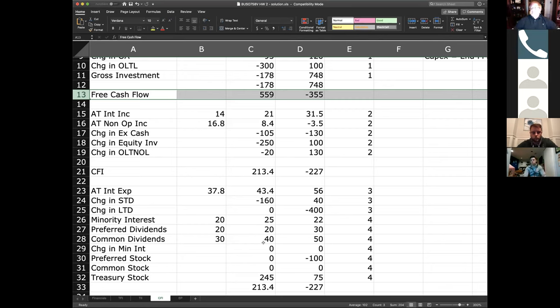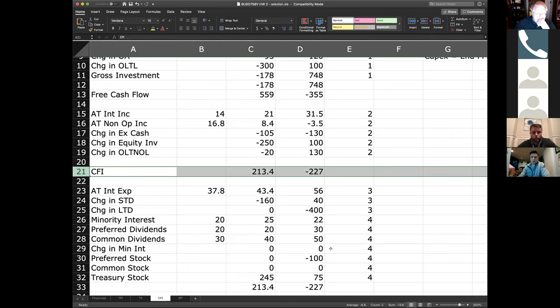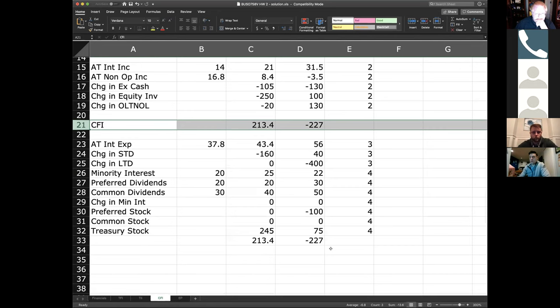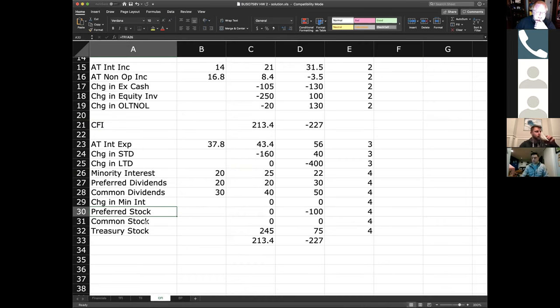Go ahead. Yeah, so for my CFI, I got the 213.4 and the negative 227 for the top half. Great. But then as I was going through trying to balance it for the bottom, how come you didn't take the difference of, like, the interest, the dividends? It's just the actual numbers from the financial statements. It goes back to these are the actual flows, meaning the interest expense is the actual payment to the bondholders. The dividend is the actual payment to a common shareholder, a minority shareholder, or a preferred shareholder. Whereas common stock or preferred stock or debt, that goes back to the balance sheet.